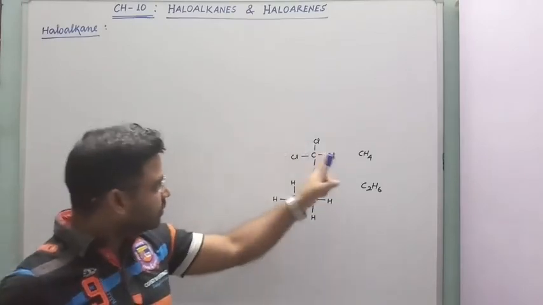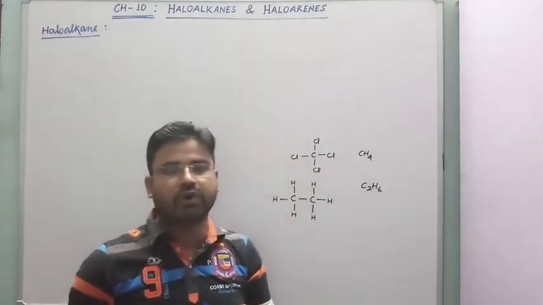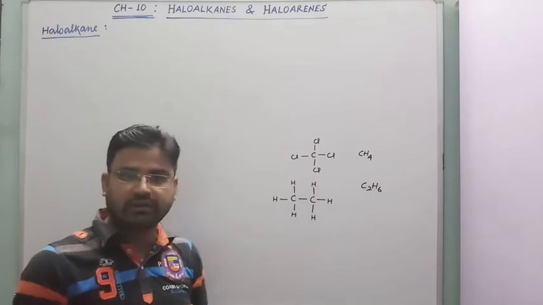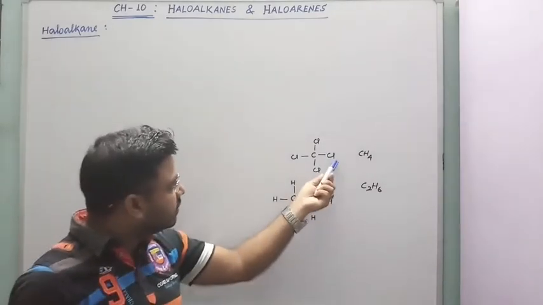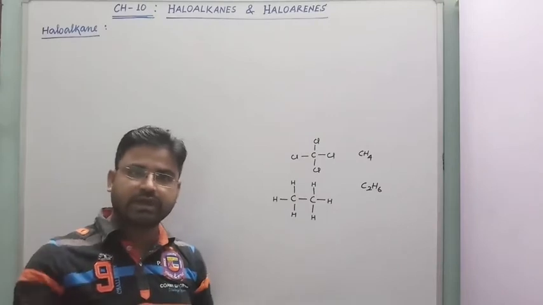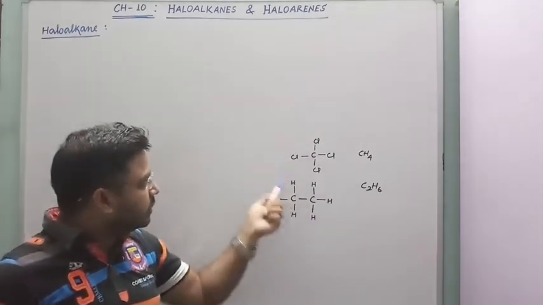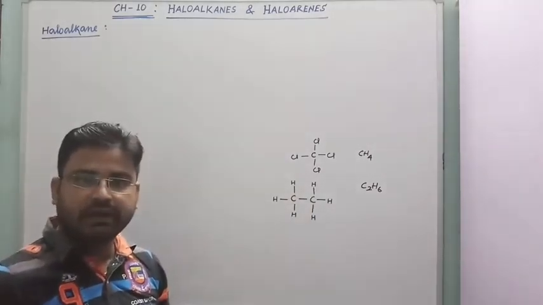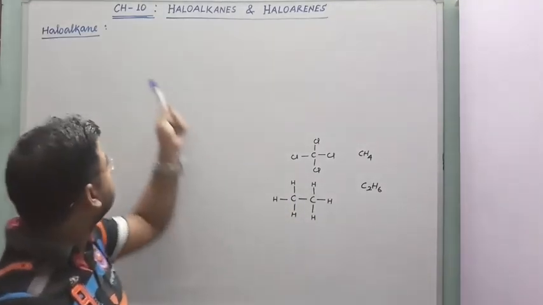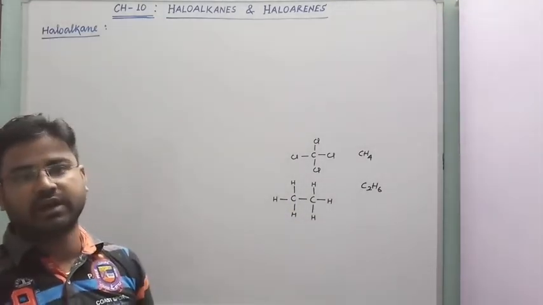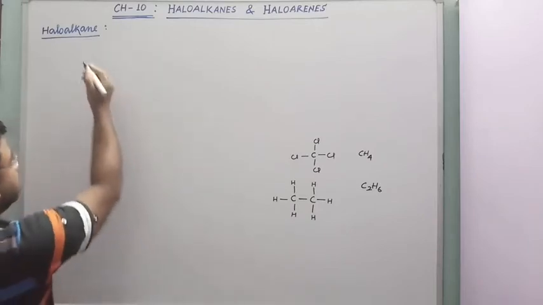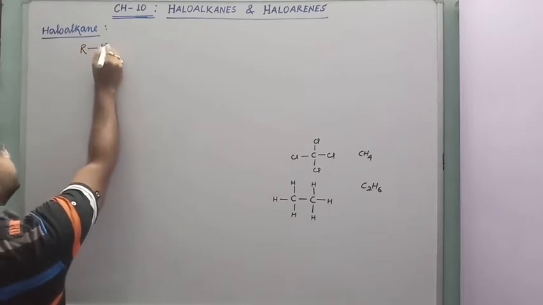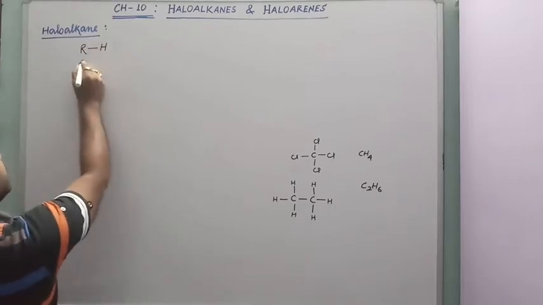So when one or more hydrogen atoms of an alkane are replaced by an equal number of halogen atoms, as many hydrogens are replaced, the same number of halogens are included. Then haloalkanes or alkyl halides are formed. So its general equation or general example, say RH. So RH is one alkane.